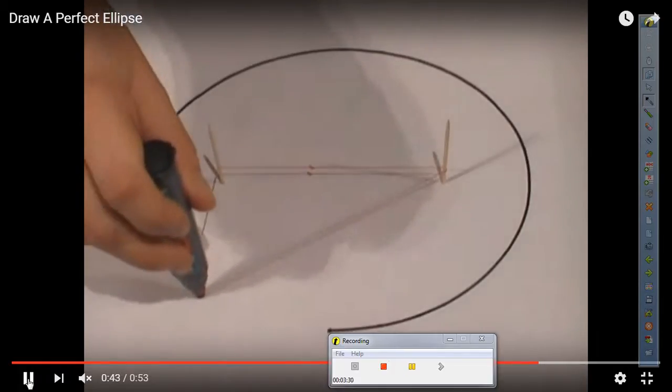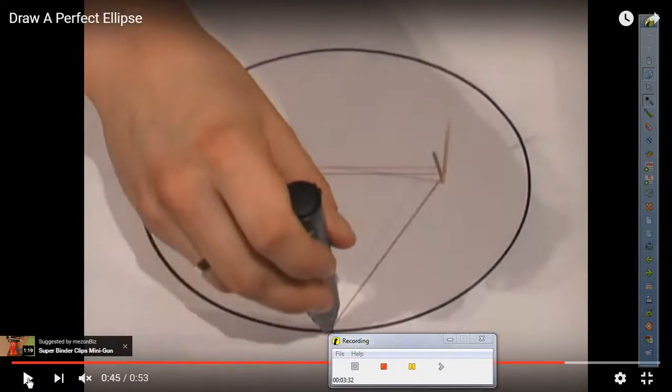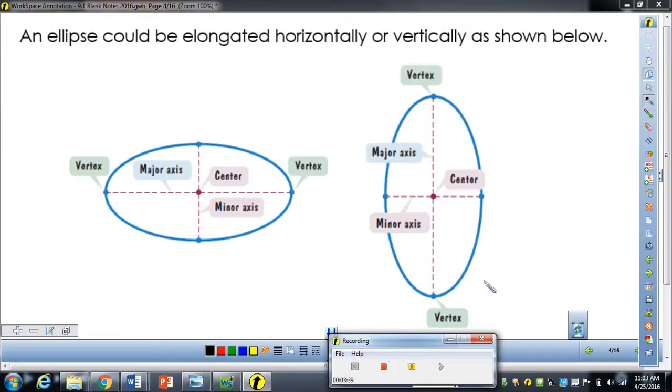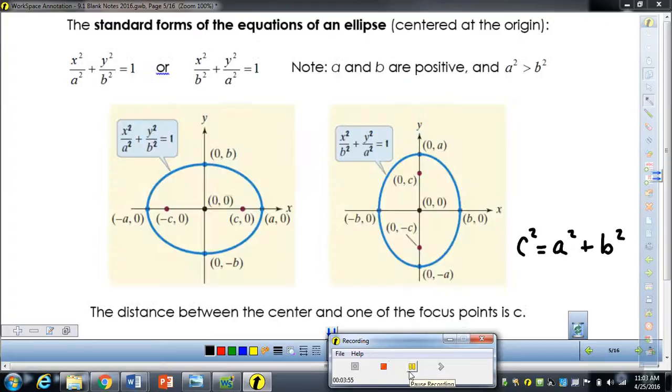The set of all points, the sum of whose distances to the foci is constant, is going to be the same. An ellipse can be elongated horizontally or vertically, as shown below. We have the center, each vertex point on the end. The major axis is the longer side, and the minor axis is what we call the shorter side.